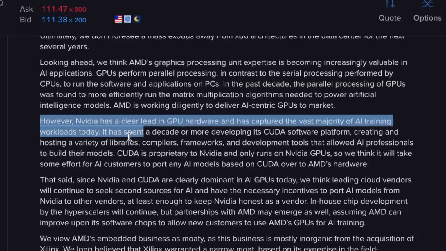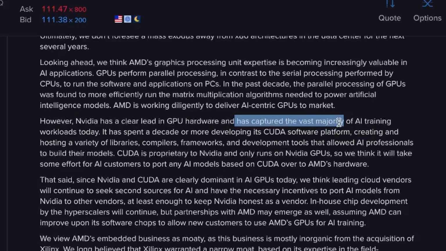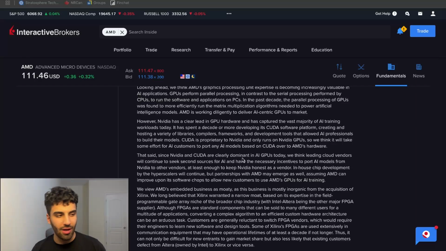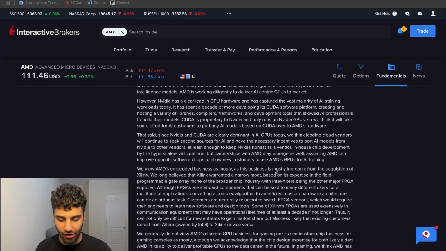And then, of course, they do make mention Nvidia has a clear lead in GPU hardware, has captured the majority of AI training workloads today, and also it has spent more than a decade developing the CUDA software, and the CUDA software is just like sort of the operating system of how these developers train the AI models and that type of stuff. Totally makes sense, right? So NVIDIA's the big bad wolf, very dominant. And of course, AMD is going to have a pretty hard time at taking market share away.